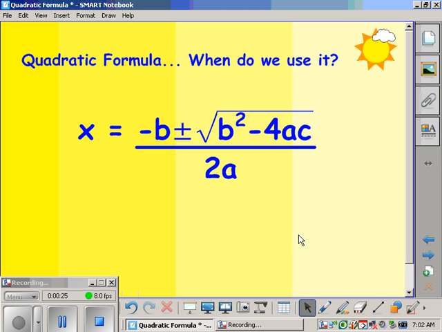We use this formula when we're solving quadratic equations, and our answers are the x-intercepts of the parabola of the graph of the quadratic equation. So we may get two answers, we may get one answer, and we may get no solution, which simply means the parabola has no x-intercepts. So let's take a look at how this works.